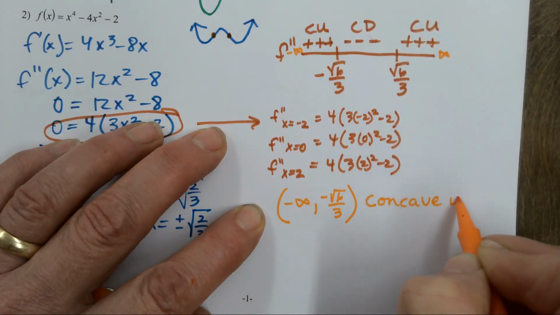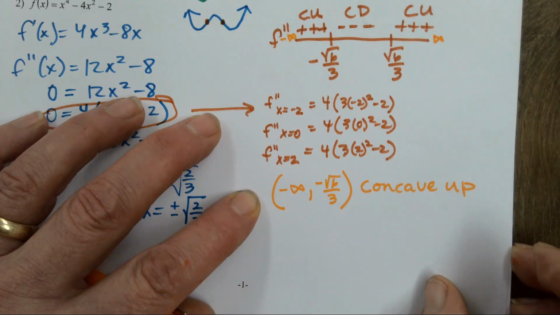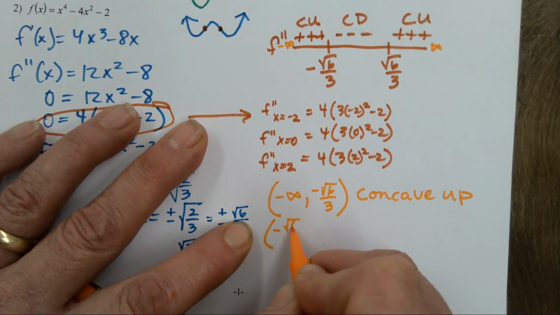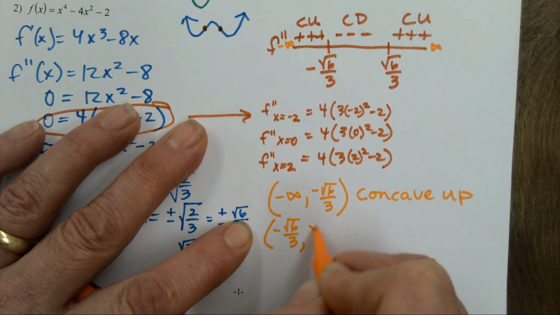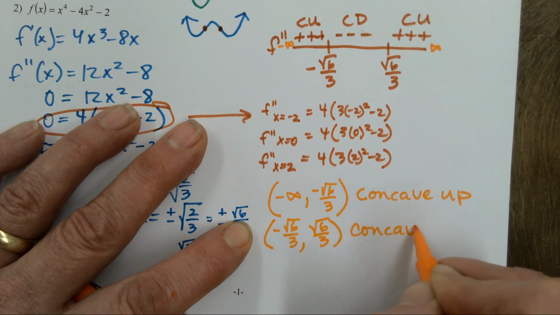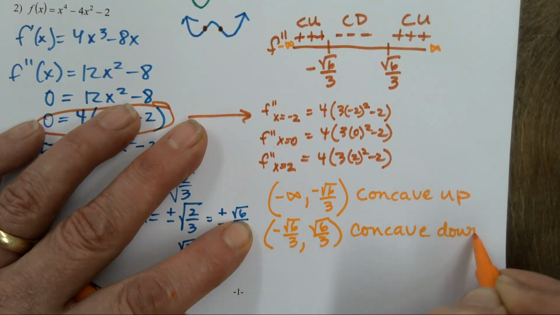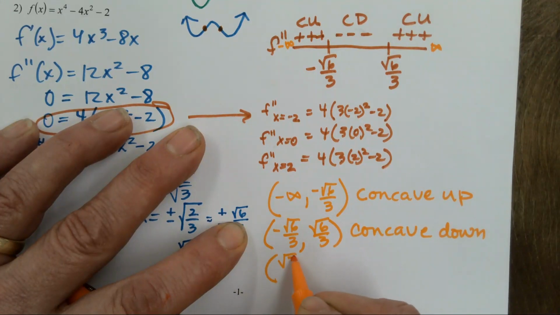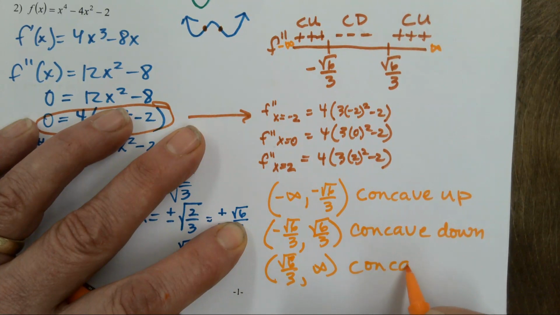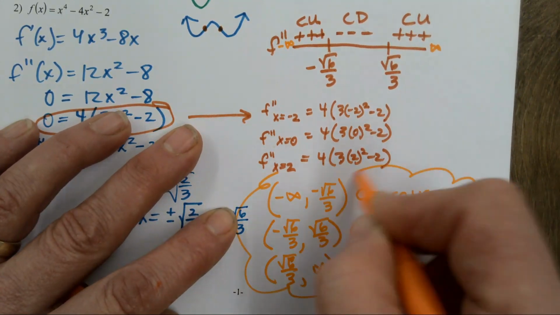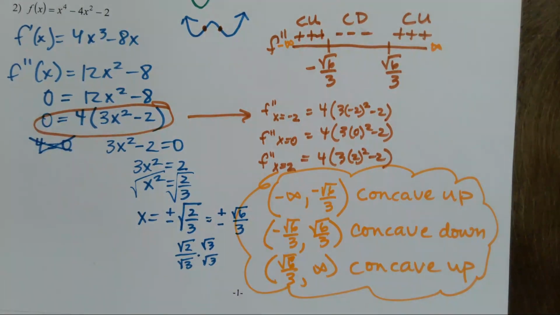I don't care if you abbreviate. And then from negative square root of 6 over 3 up to positive square root of 6 over 3, it is concave down. And then, from the square root of 6 over 3 up to positive infinity, it is concave up again. And that's my answer. So don't overthink how you interpret it. You interpret it exactly as it kind of appears there.